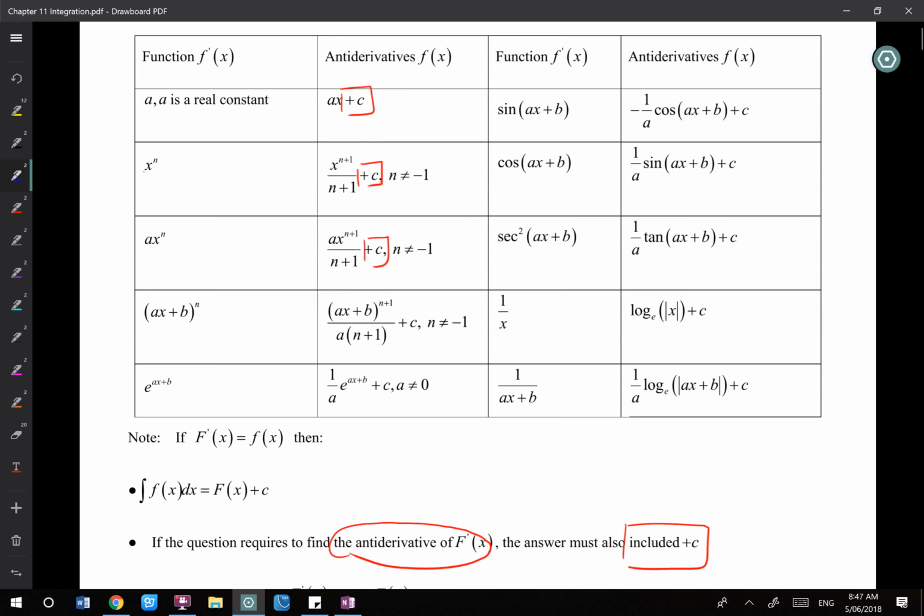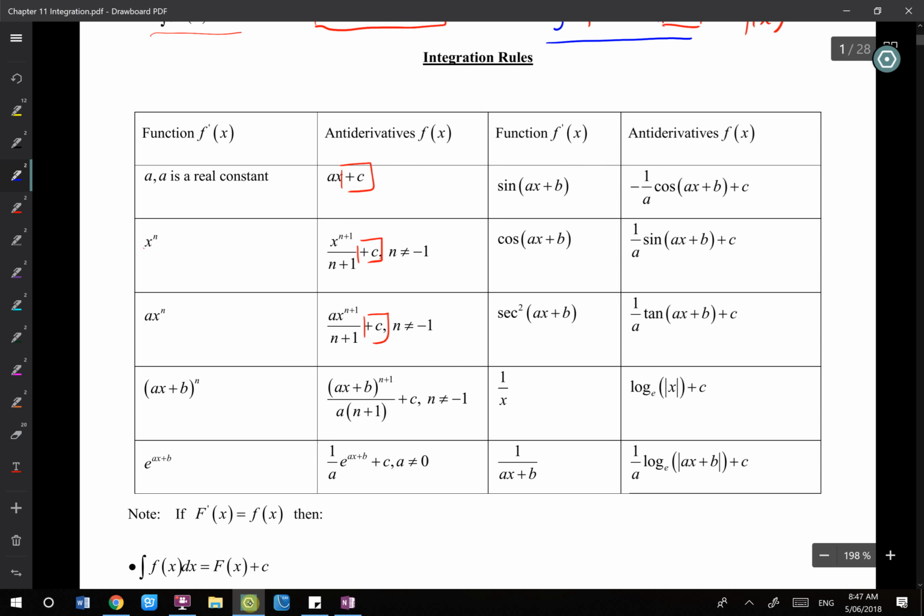So go back to this table. We have talked about x to the power of n. Why x to the power of n? I need to increase the power by 1 and then divide by n plus 1. Be careful with something. These two are basically the same thing because I don't need to care about the constant. The constant A can just be dragged out and then do the antiderivative. Because when we do differentiation, we don't need to care about the constant. We just differentiate the thing with x and then multiply the A back. So same as antiderivative. But something very, very important is n can't be negative 1.